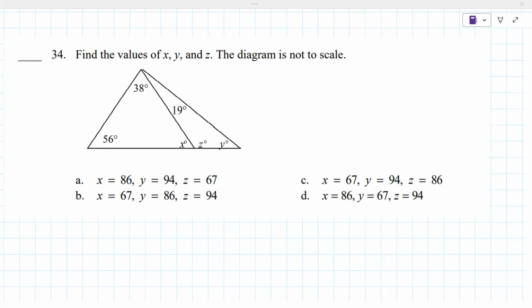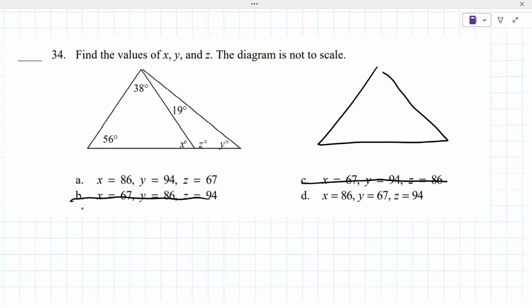So I got the measure of angle x, but I'm kind of confused on how to figure out z and y. Okay. What is the measure of angle x? 86 degrees. Okay, so that gets you down to two answers. So it's kind of like the last problem. You could look at the big triangle. That's 56. That's y. What's the angle at the top here?